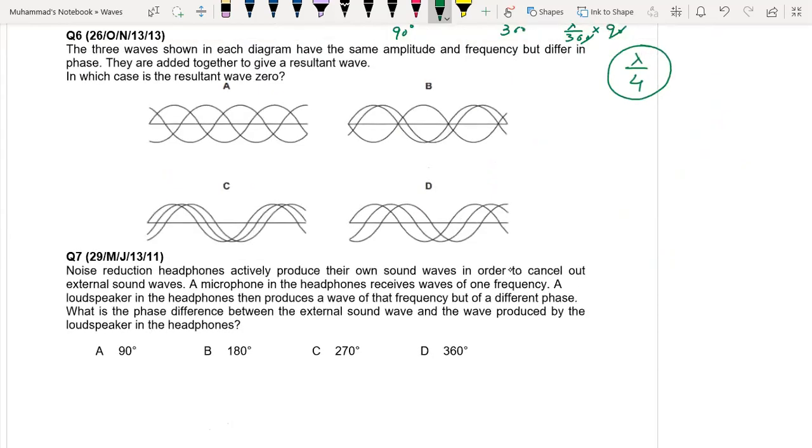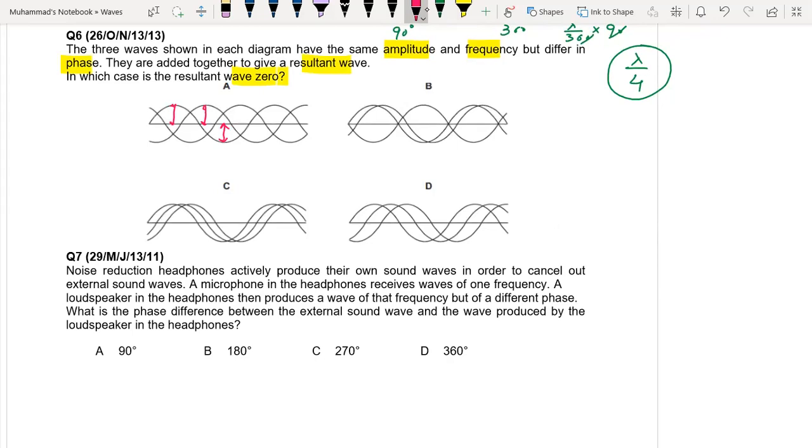So question 6 is: the three waves shown on each diagram have the same amplitude and frequency, but differ in phase. They are added together to give a resultant wave, in which case the resultant wave is zero. You can see in all diagrams, three waves are overlapping and all three waves have equal amplitude. Each wave has equal amplitude, but they have different phases.